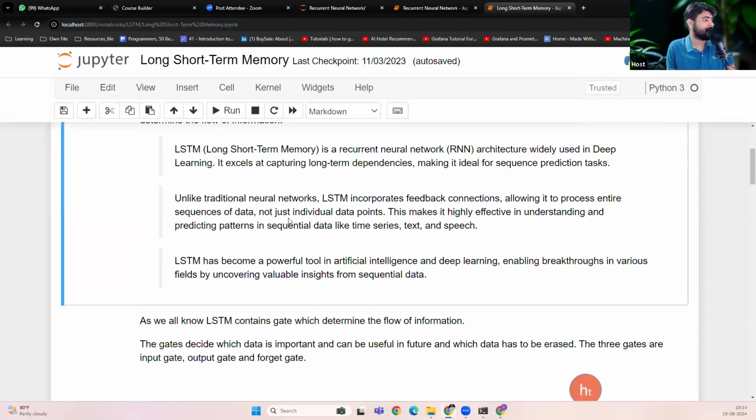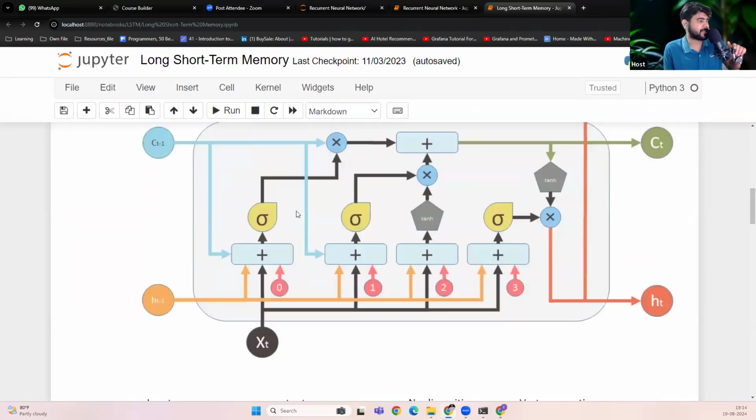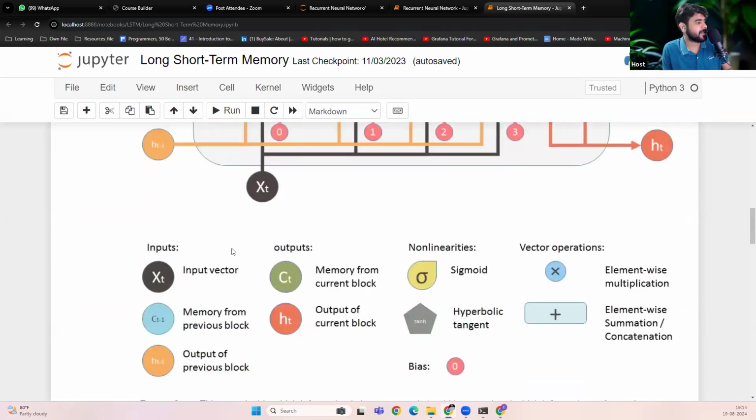So here we have the complete architecture for LSTM. As you can see, we have some notation. x_t means the input vector, input gate. C_t minus 1 means the memory from the previous block. In our last session on RNN, we discussed x of t minus 1. So x of t means the current input, and x of t minus 1 is the previous input. Same thing here: C of t means the current memory, and C of t minus 1 means the previous memory, previous data.